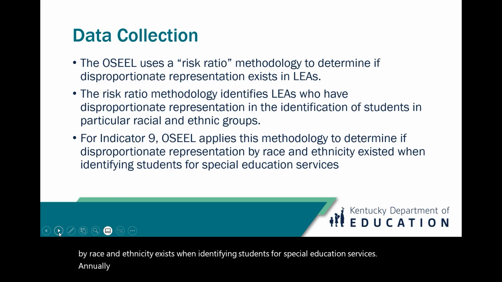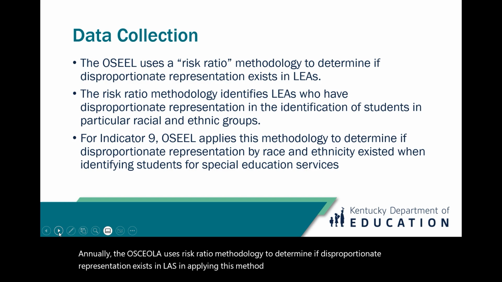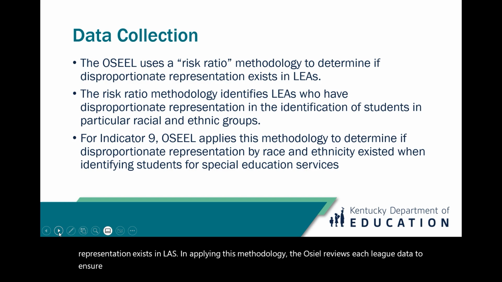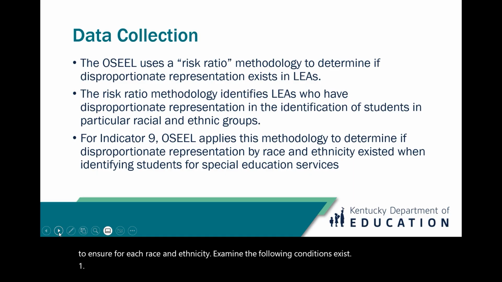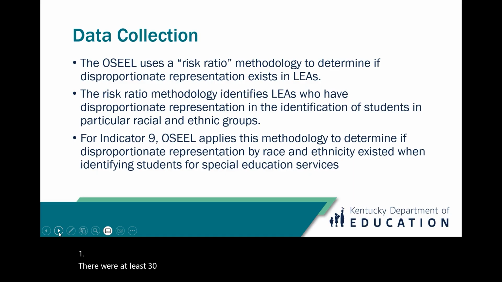Annually, the OSEEL uses risk ratio methodology to determine if disproportionate representation exists in LEAs. In applying this methodology, the OSEEL reviews each LEA's data to ensure for each race and ethnicity examined, the following conditions exist. 1. There were at least 30 students in the racial and ethnic group examined who were enrolled in the LEA.